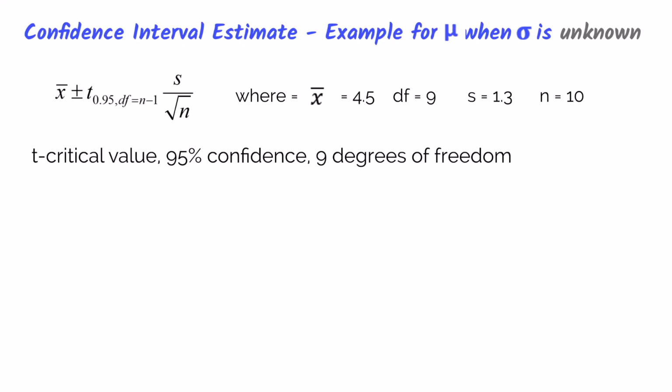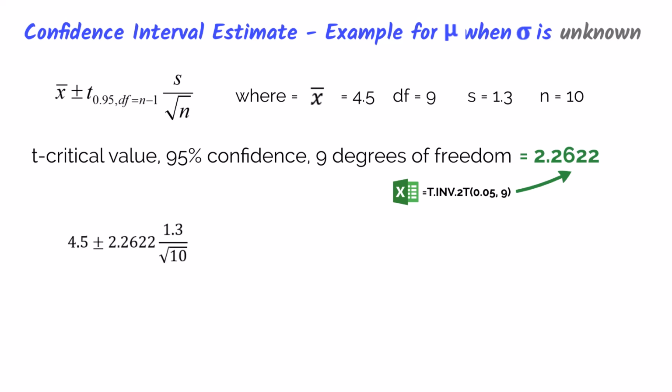To find the t-critical value at 95% confidence based on 9 degrees of freedom, we would use the T.INV.2T function, plug in the alpha of 0.05 and the degrees of freedom of 9, and we get 2.2622, the same as the example we just walked through on the prior page. So now we can go ahead and plug our variables into the formula. We have our sample mean of 4.5 overtime hours, plus or minus the t-critical value of 2.2622 that we just calculated, times the sample standard deviation of 1.3 divided by the square root of 10.